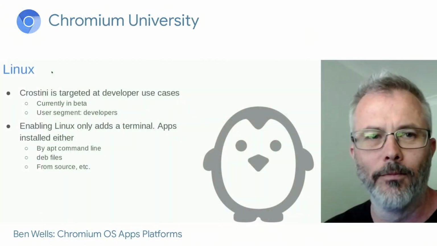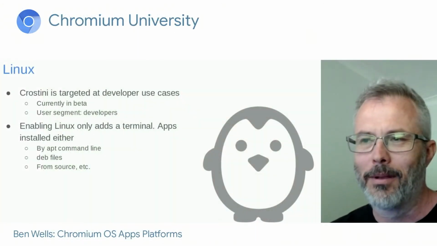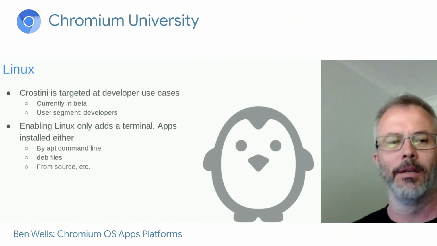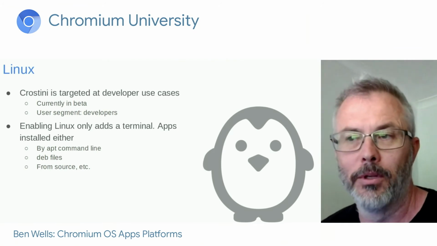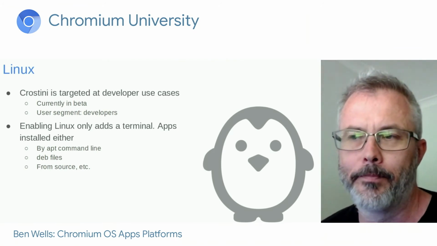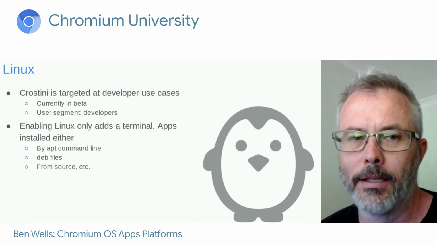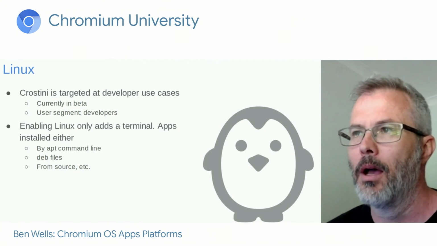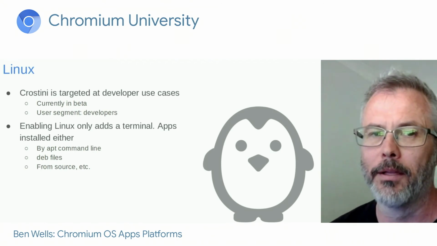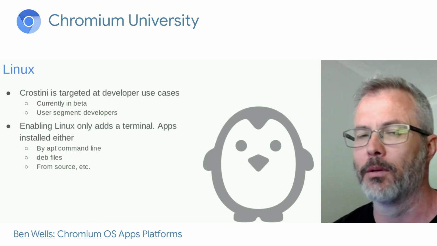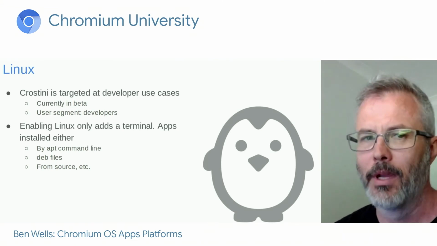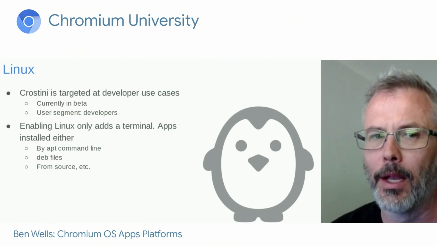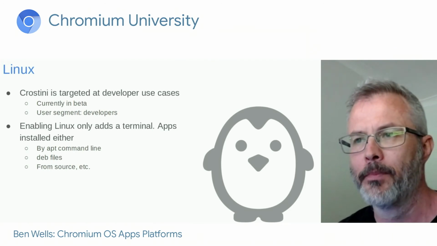Okay, moving on to some of the more fun platforms. We've got Crostini, which is a Linux subsystem which runs on Chrome OS. This system's targeted at developer use cases. That's really what we intend it to be used for, developers creating Android and web apps. We also support other things like Arduino development, etc. So any kind of software development. It's currently in beta, and we're working hard to get it out of beta.